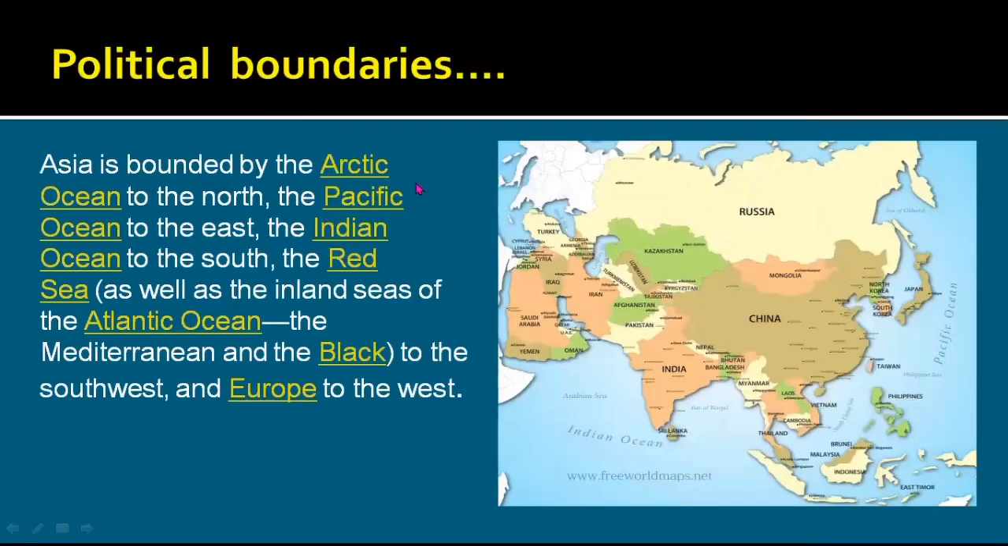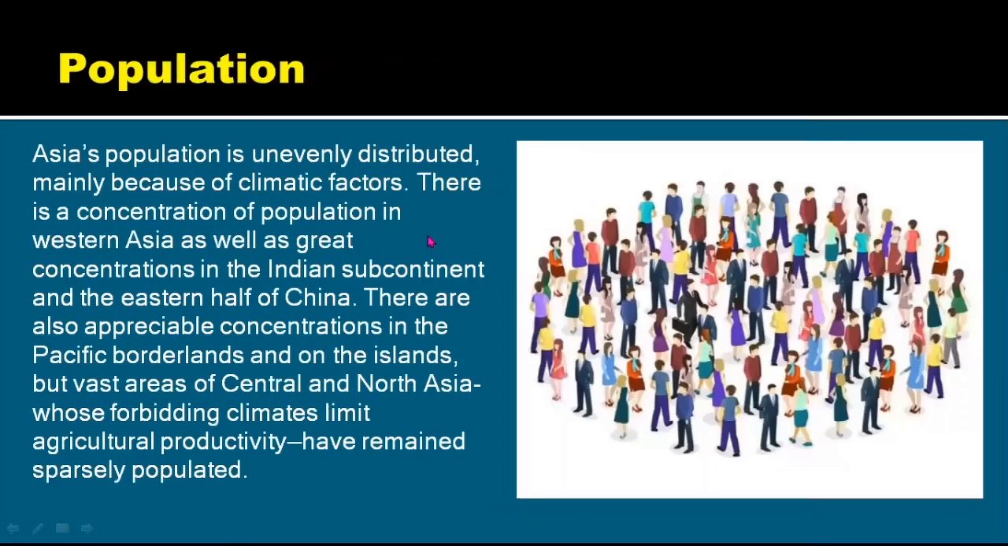Now, in terms of political boundaries, Asia is bounded by the Arctic Ocean to the north, the Pacific Ocean to the east, and the Indian Ocean to the south, the Red Sea, as well as the inland seas of the Atlantic Ocean, the Mediterranean Sea, and the Black Sea to the southwest, and Europe to the west. So you can see here in the eastern part we have the Pacific Ocean, in the south we have the Indian Ocean, and in the west we have Europe. So these are the political boundaries of Asia.